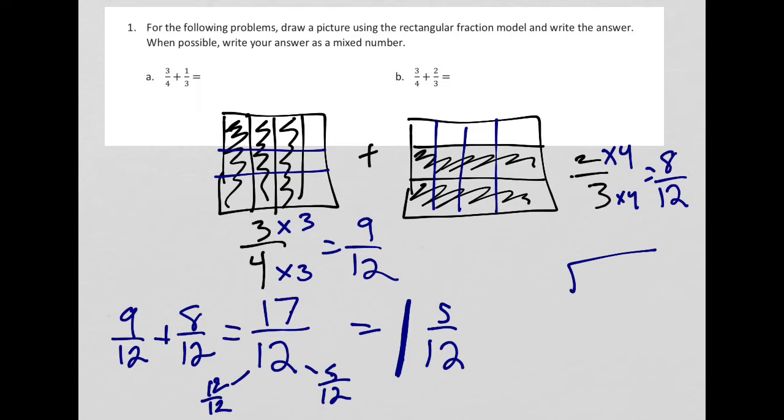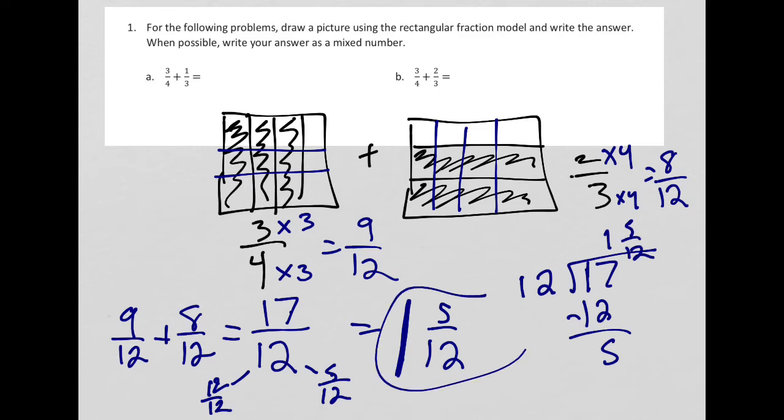So 1 and 5/12. Also, I can do it like this. 17 divided by 12. 12 goes into 17 one time. I get 5 left over, so it's 1 and 5/12.